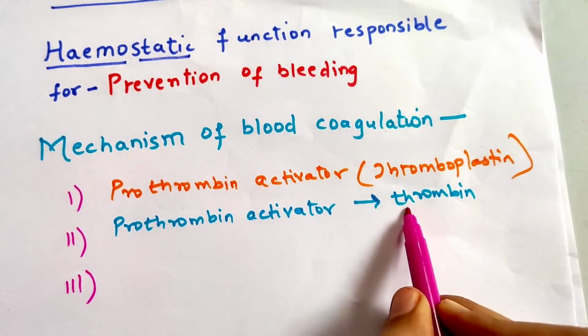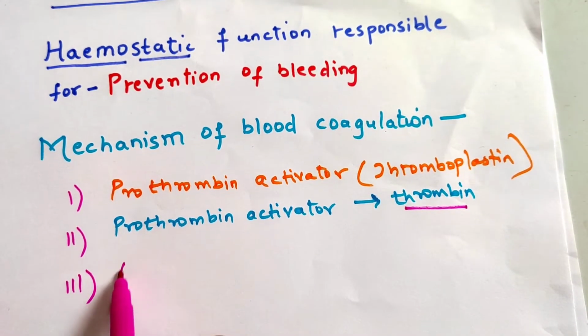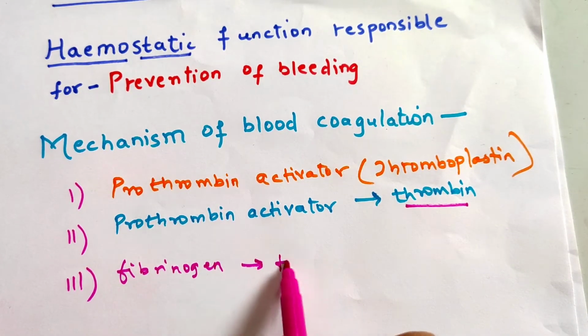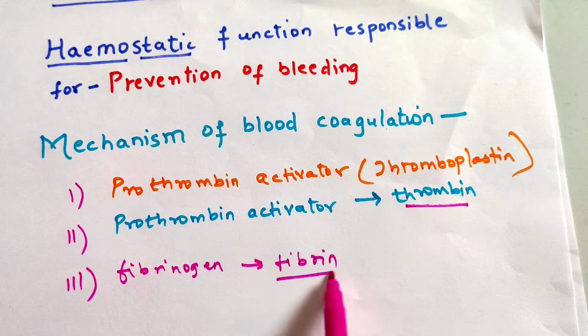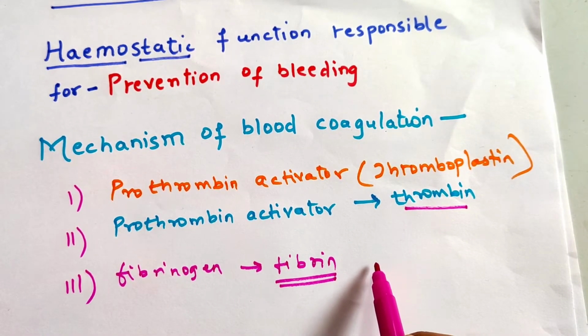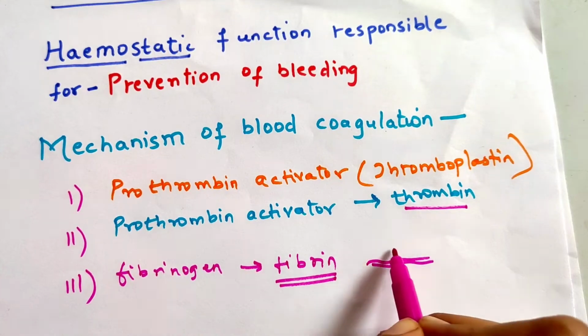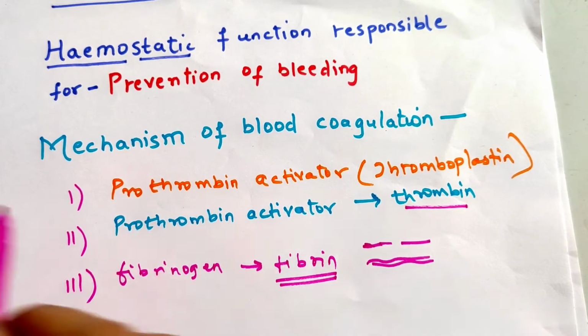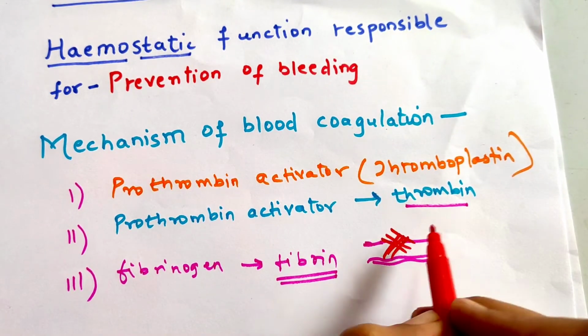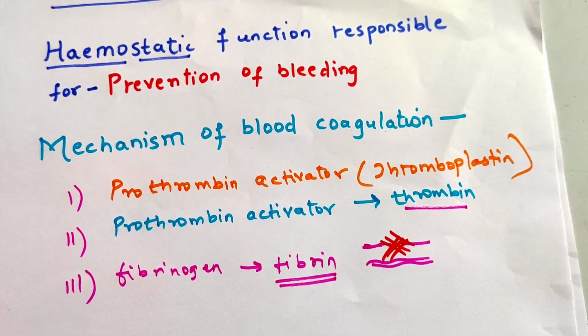Now this thrombin will convert fibrinogen into fibrin, and this fibrin will make a clot. It will form a thread-like structure. Suppose this is a cut, so this fibrin will form a mesh-like structure and will stop bleeding.